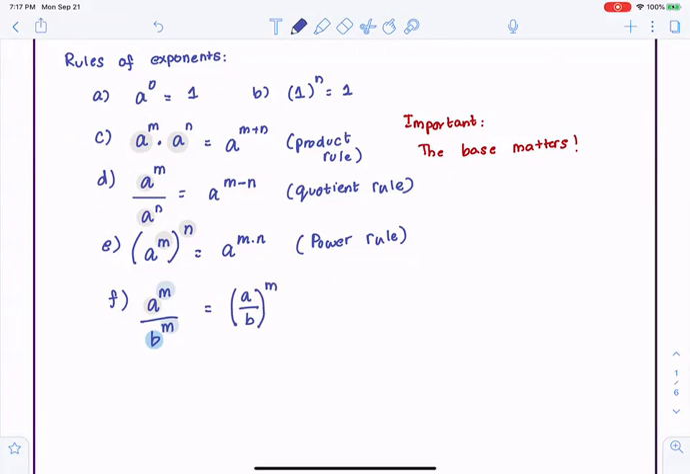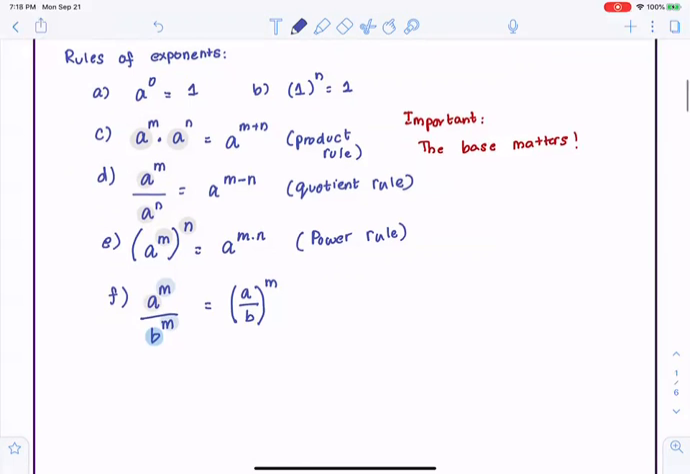So in rule C, D, and E, the condition was we have the same base, or specifically in C and D, we had to have the same base. But in rule F, you have different bases, but you have the same power. So you combine the bases as A over B and put it under the common power, which is M in this case.